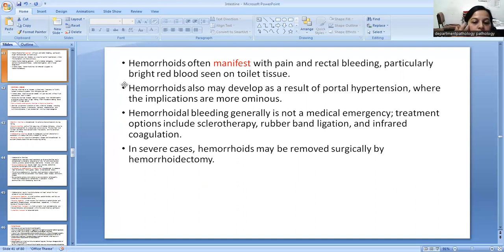Hemorrhoidal bleeding generally is not a medical emergency. Treatment options include sclerotherapy, band ligation, and infrared coagulation. In severe cases, hemorrhoids may be removed surgically by hemorrhoidectomy.